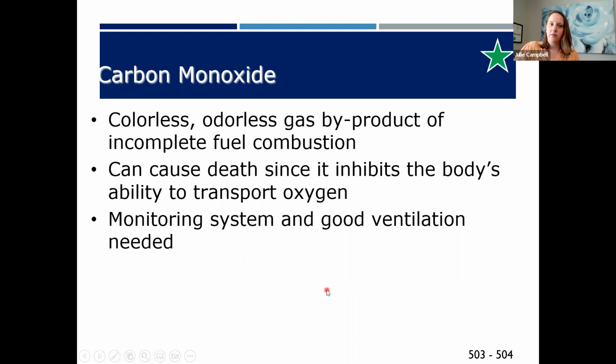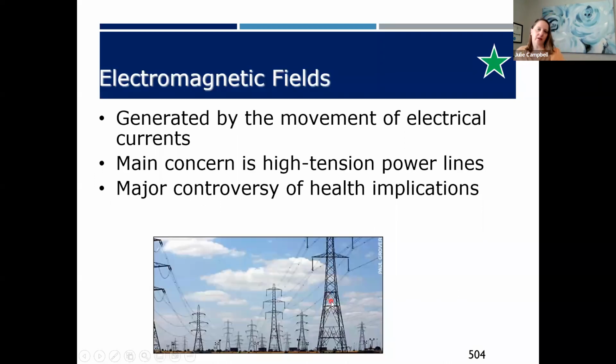Another environmental issue is our electromagnetic fields. Anywhere near our electrical currents, our power lines, our EMFs, electromagnetic fields. The jury's still out about the health implications of living around electromagnetic fields for a long period of time. What is the damage? What could be the damage? A lot of these things we're still learning.